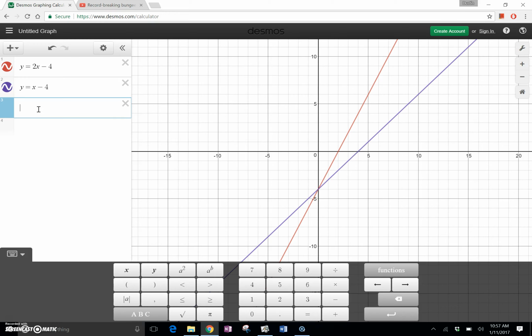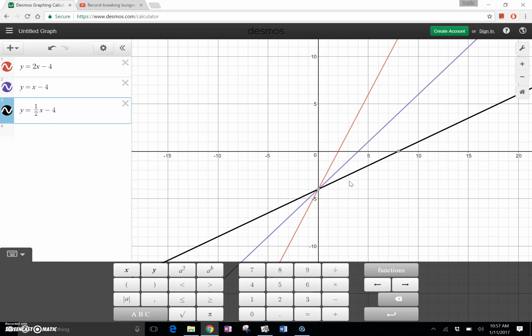We can go ahead now and graph y equals 1/2 x minus 4. Change that to an equal sign. And you can see that the black line is now less steep. I want you to notice that the smaller the slope gets, the smaller the absolute value of the slope gets, the less steep it'll be.